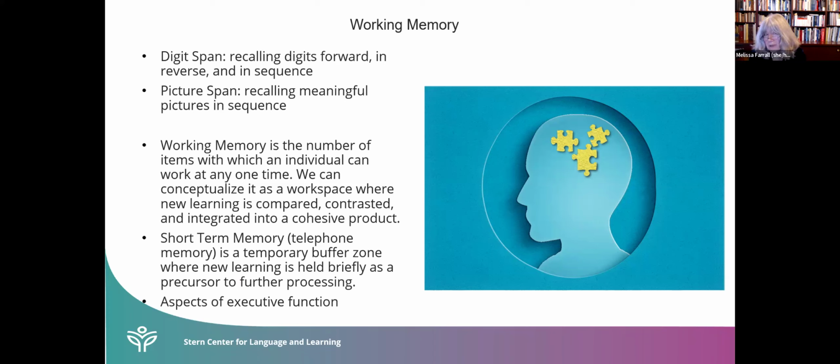We can also measure it pictorially. On the Wechsler scales, we show kids pictures and then ask them to identify the pictures that we showed them in sequence. So working memory is also considered to be a domain of executive function. Executive function is not separate from this whole thing that we are doing with cognition. In fact, working memory is a huge part of this thing that we call EF.